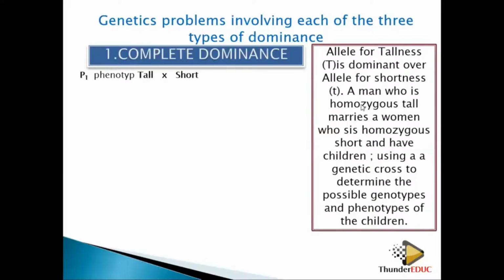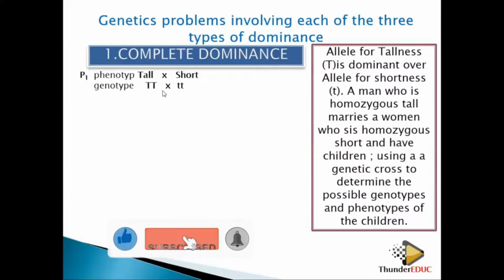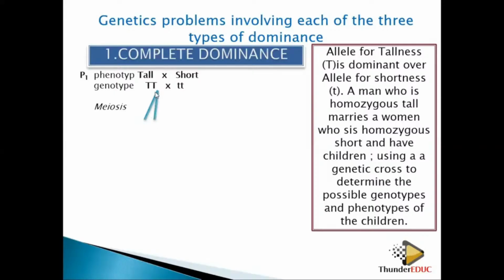So we are saying that a man who is homozygous tall marries a lady who is homozygous short. So we go to genotype. They said homozygous tall. Letters are supposed to be the same. And then you have homozygous short. Letters are supposed to be the same. Then meiosis must take place. When meiosis takes place, it divides into two. Even here, it divides into two. What do you form here? You form what are called gametes. So it means that this T is going to come here, this T is going to come here, this T is going to come here, this T is going to come here.